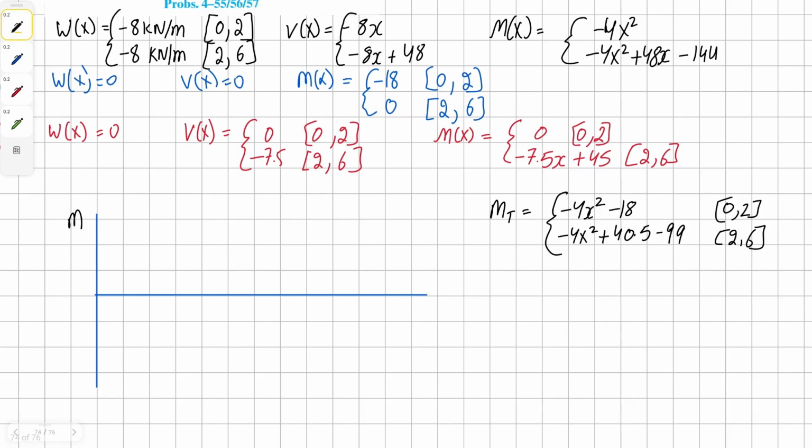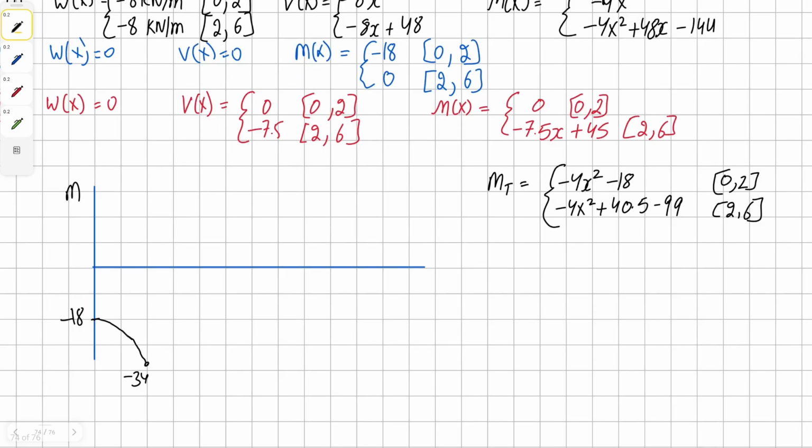So initially, we're going to begin at negative 18. Let's say this is our point of negative 18. And then at 2, we're going to have negative 34 as a solution for moment. So let's say this is negative 34. And we're going to have a second degree or second order curve. And from here, our second equation is going to take over.